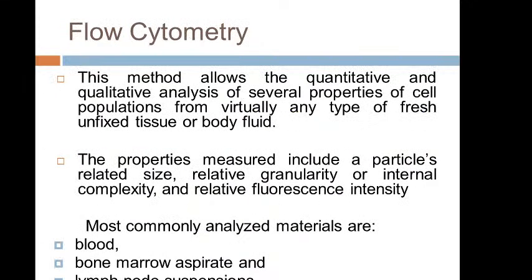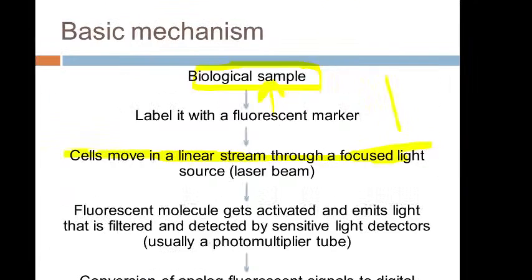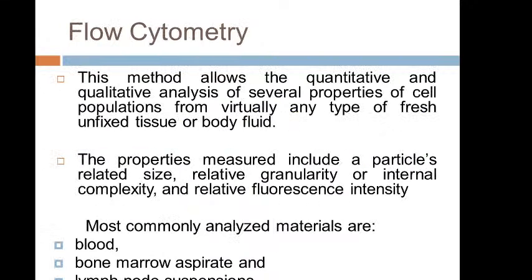Then after conversion, these analogic signals, these fluorescent signals, will be converted into digital signals in the computer. So flow cytometry, this method allows the quantitative and qualitative analysis of several properties of a cell.